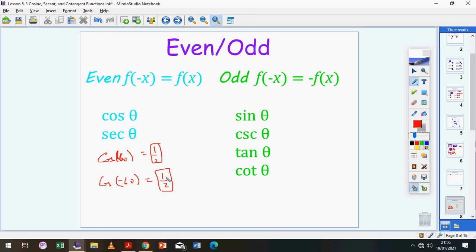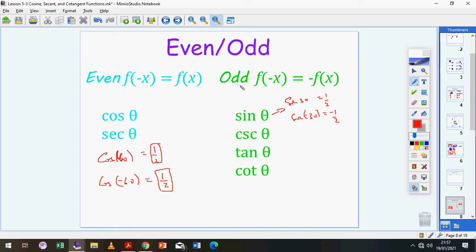Try the same thing on sine. You'll find that sine of 30 is a half, but the sine of negative 30 is negative 1/2. So that means that the function is odd, because switching the sign of the input value leads to a change in the sign of the output value.